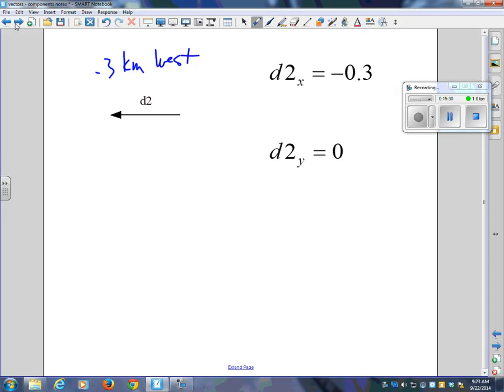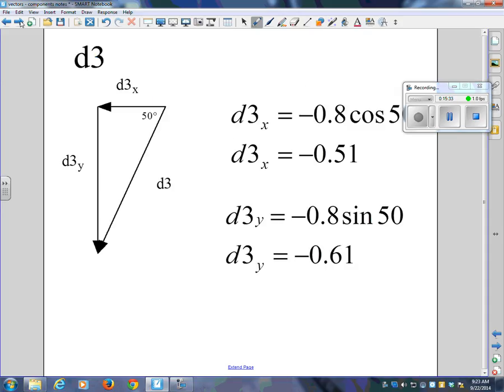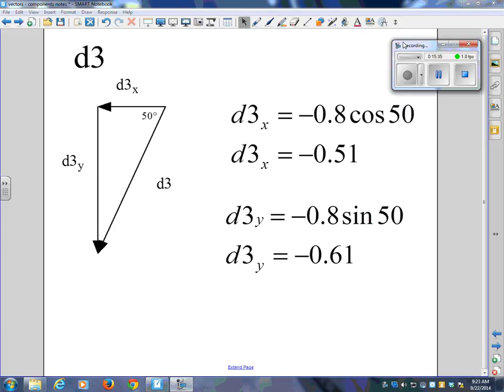Yeah, we're doing that 3-vector addition question, right? Okay, so D3 is drawn like that. D3 is 0.8 kilometers at west 50 south. West 50 south. Right? So, and this is 0.8. The x is adjacent, so d3x is equal to minus 0.8 cos 50.